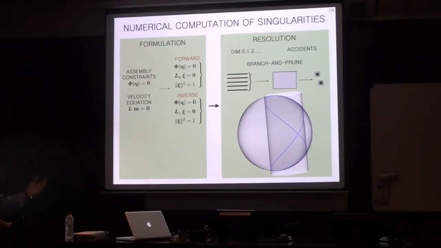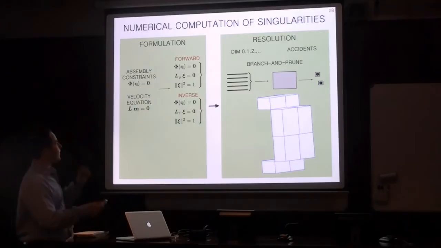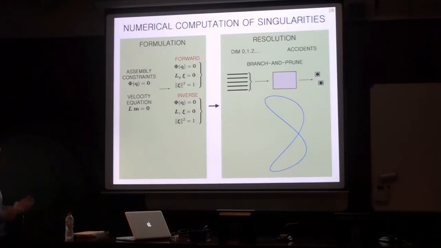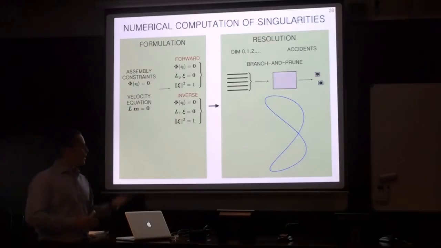So the method starts with a box that contains the solution, and iteratively we apply branching and pruning until a good approximation of the solution is found. So here the branching operation is trivial because it only entails bisecting a box. But the pruning operation is more complicated.